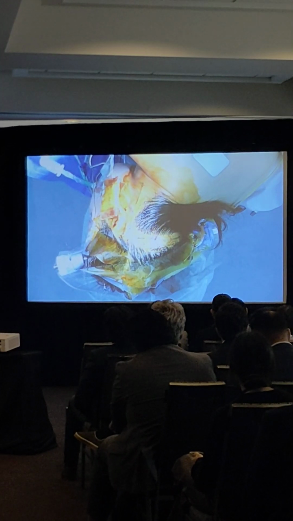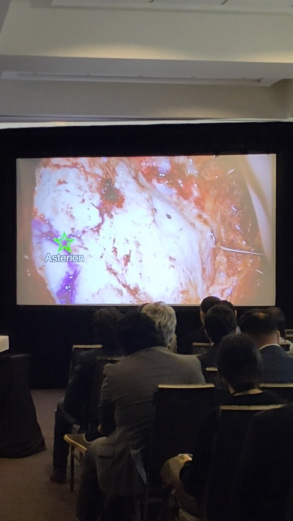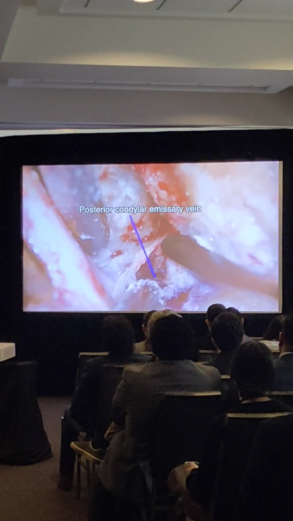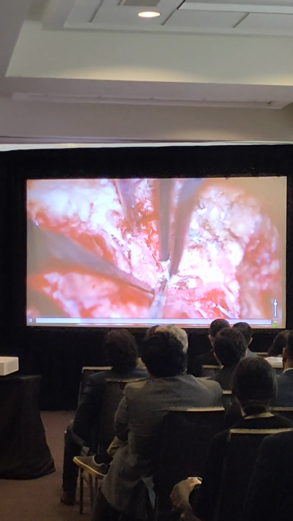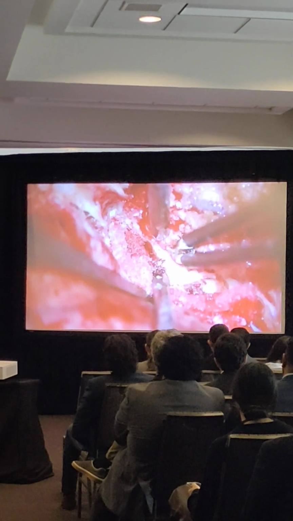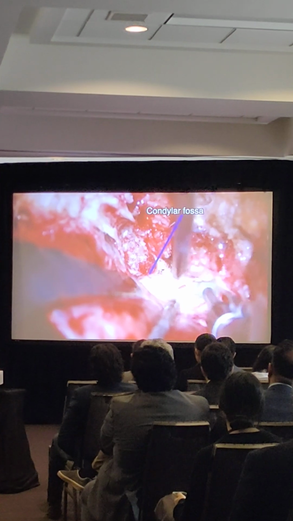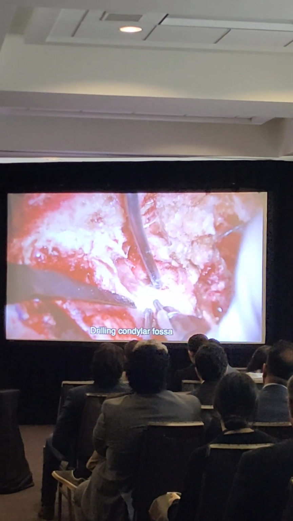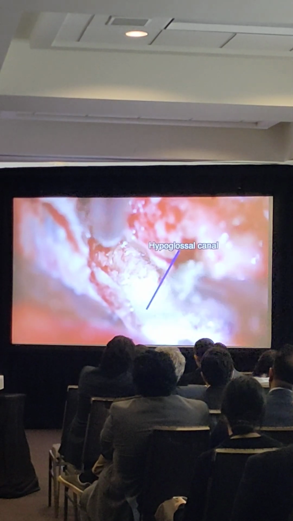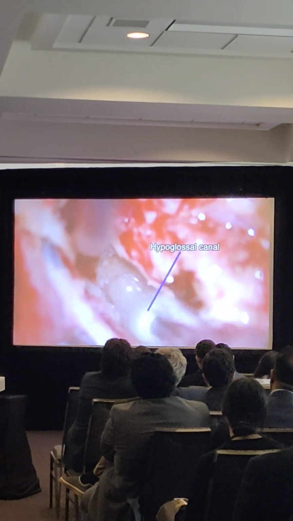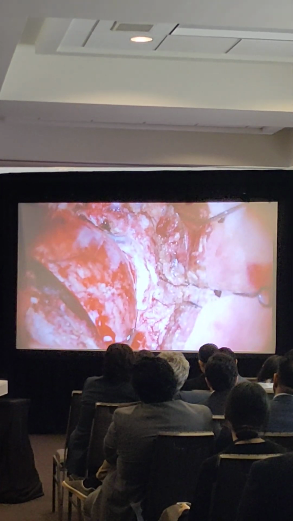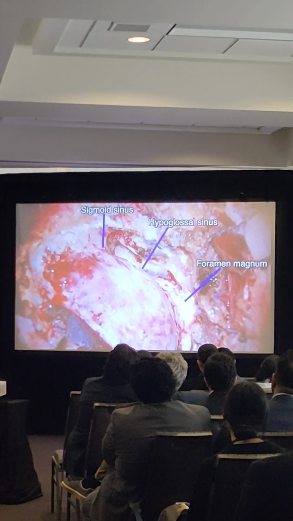Usually we try to draw the illustration like this. After layer by layer muscular dissection, the suboccipital bone is exposed, and the posterior condylar emissary vein is secured. Then we can drill the condylar fossa and skeletonize the hypoglossal canal. You can see the blue line of the hypoglossal sinus.